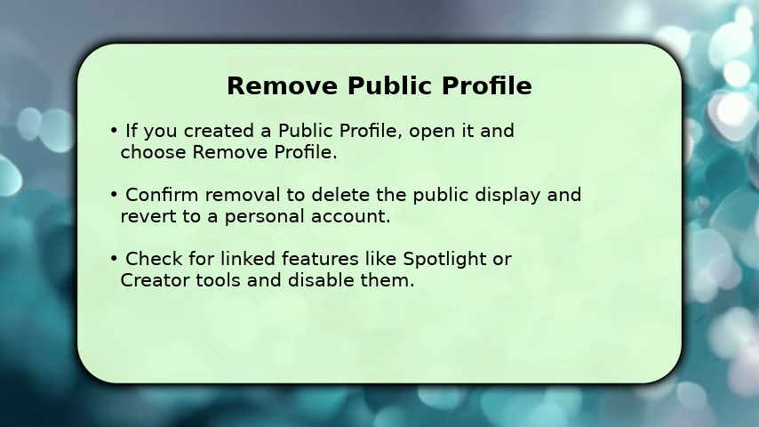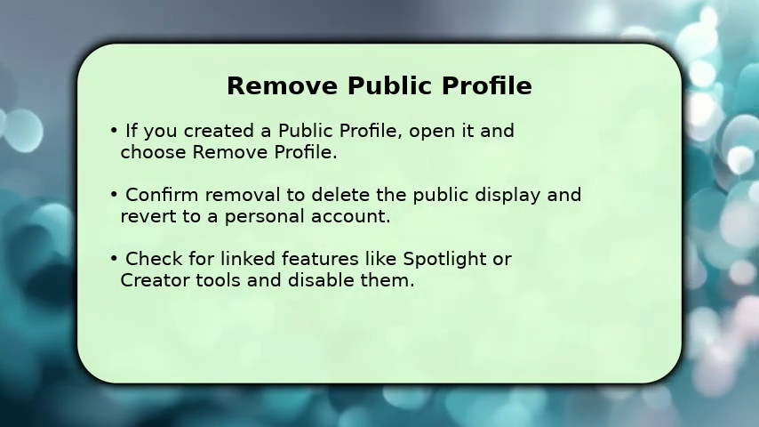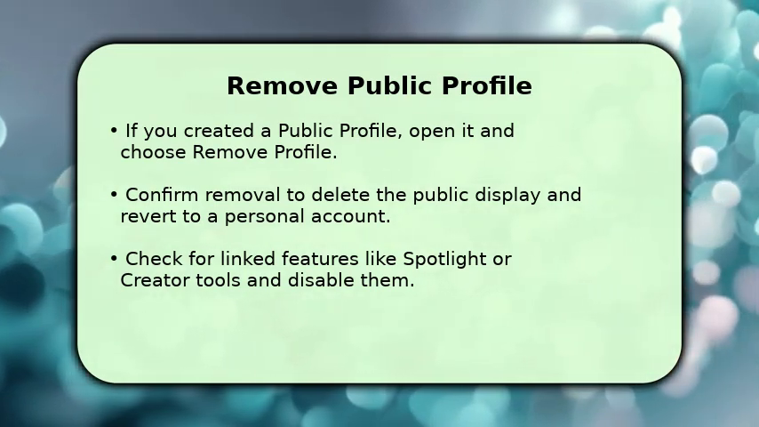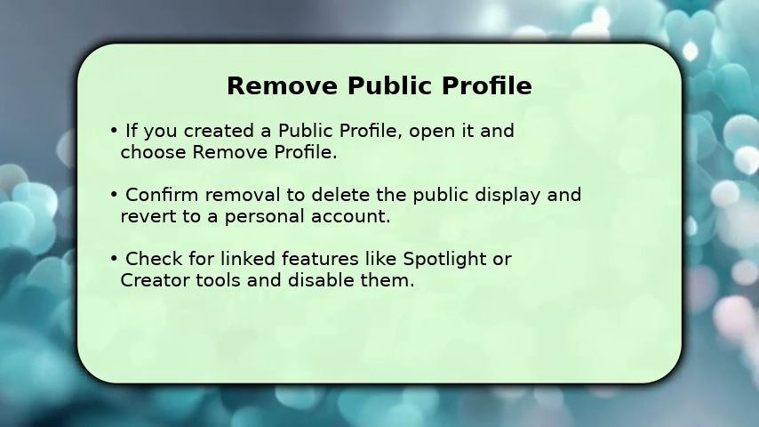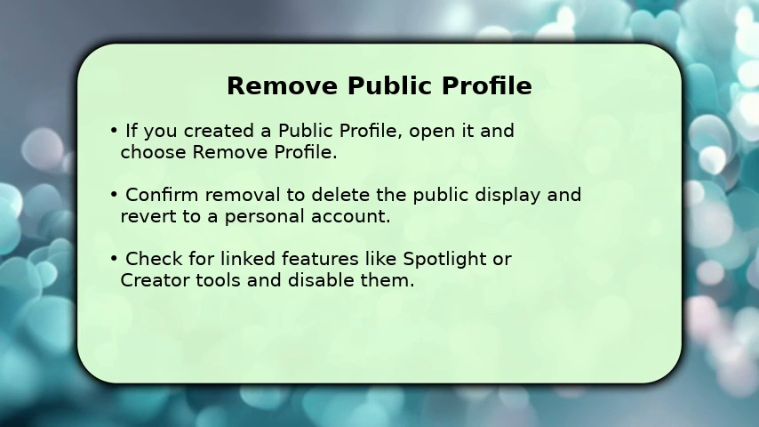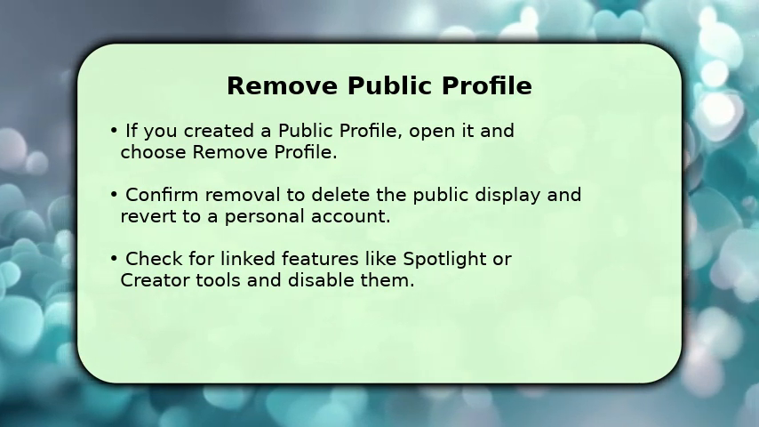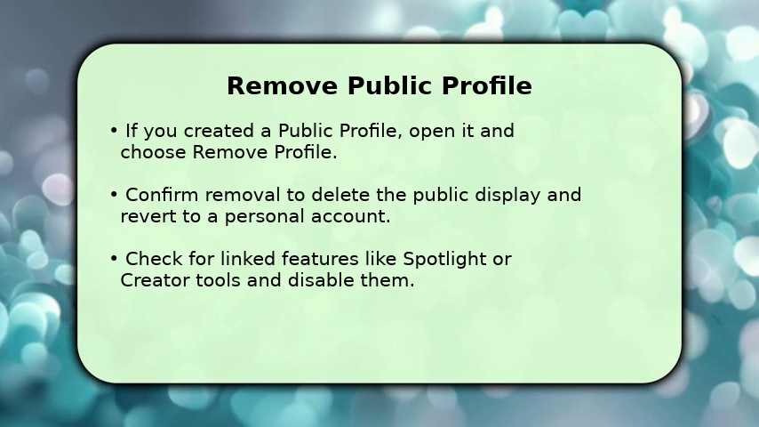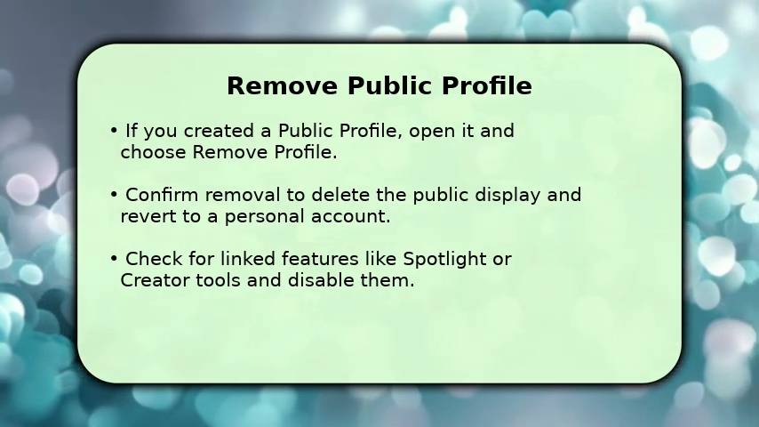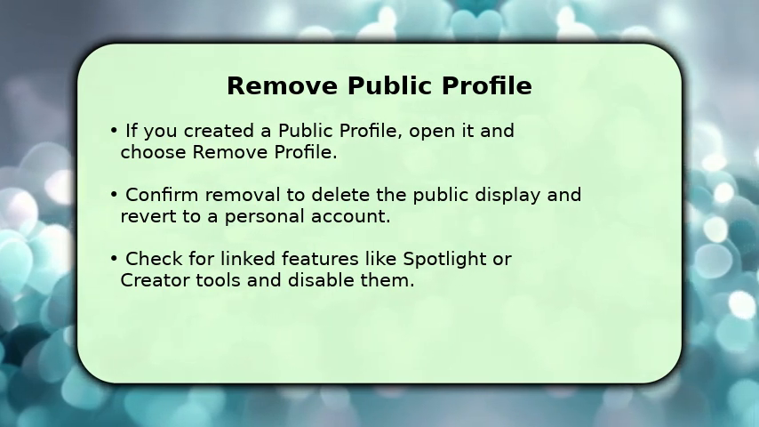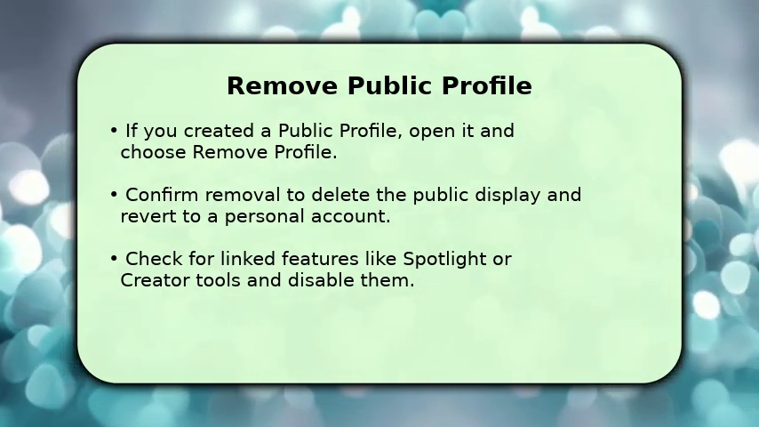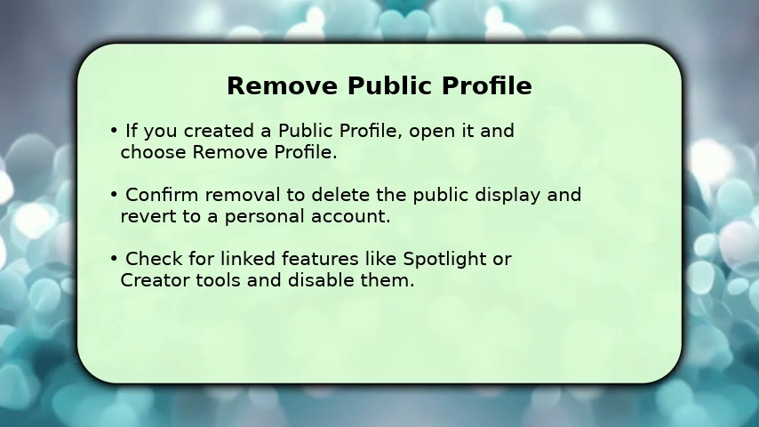If you accidentally enabled a public profile, you can remove it and return to a private account. Open your public profile page, tap the menu or settings, and select Remove Public Profile, then confirm the action. After removal, review linked creator tools like Spotlight or Public Story options and disable any active features. This clears your public presence and ensures your account behaves like a regular private account for friends and followers only.